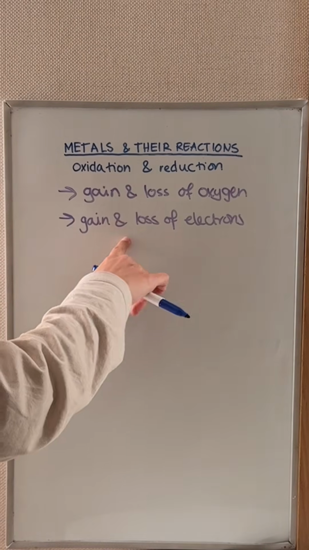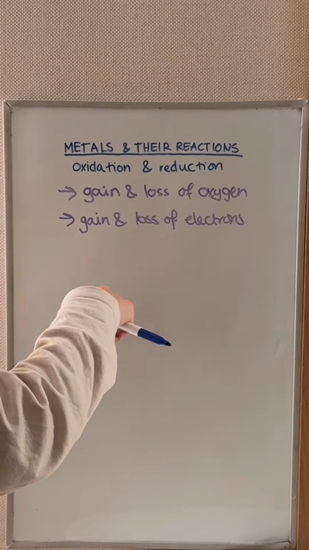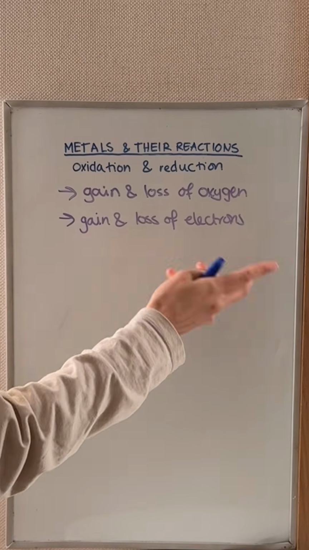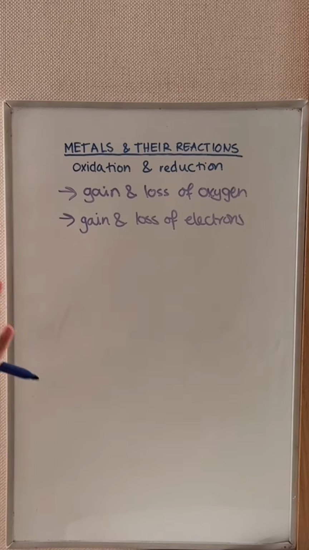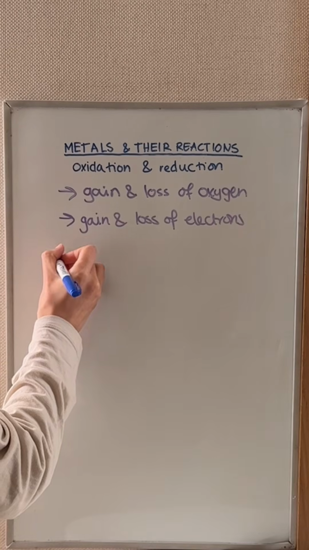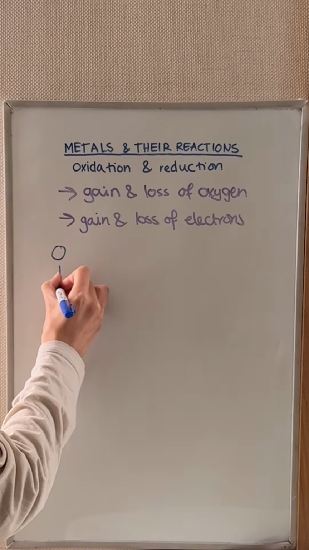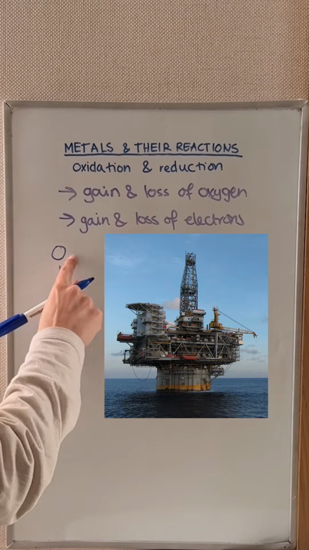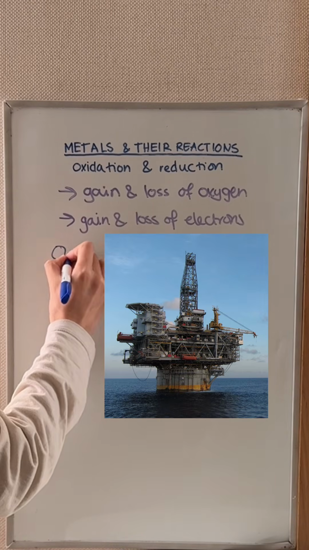Well, we move on to a second definition of these two terms, where we can define oxidation and reduction in terms of gain of electrons or loss of electrons. And there is a fun way of remembering it. So if you remember what an OIL RIG is, essentially what this stands for is oxidation.